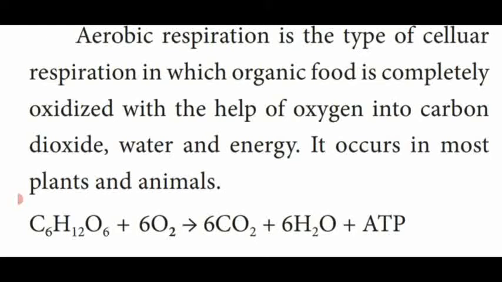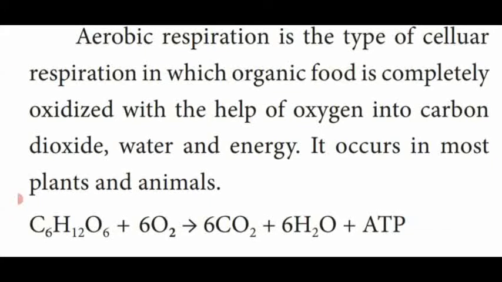See the overall reaction. C6H12O6, that is the glucose produced in the photosynthetic process, absorbs 6 molecules of oxygen from the atmosphere and releases 6 molecules of carbon dioxide to the atmosphere and 6 molecules of water, and produces 2600 kilojoules of energy, which is stored in the form of ATP, that is adenosine triphosphate. That process is called aerobic respiration.